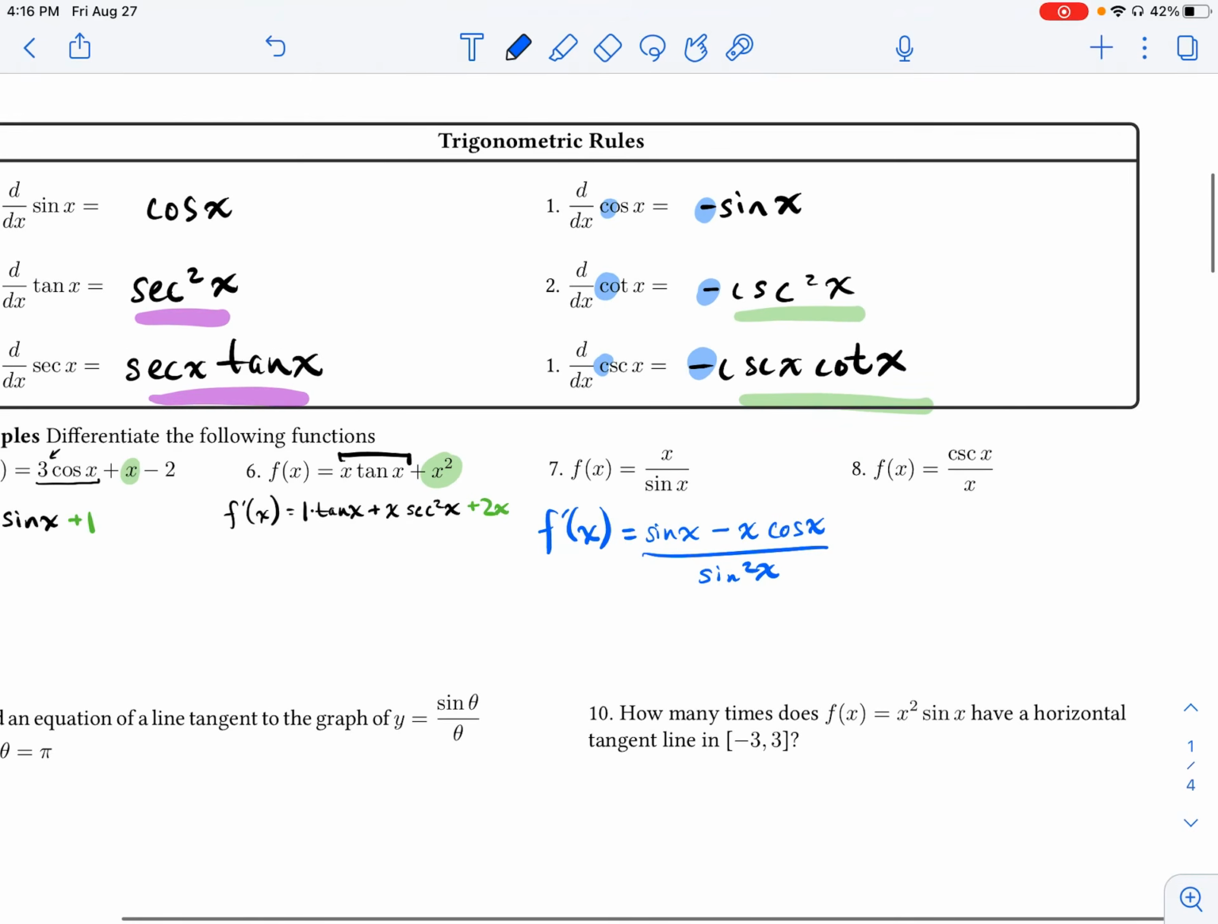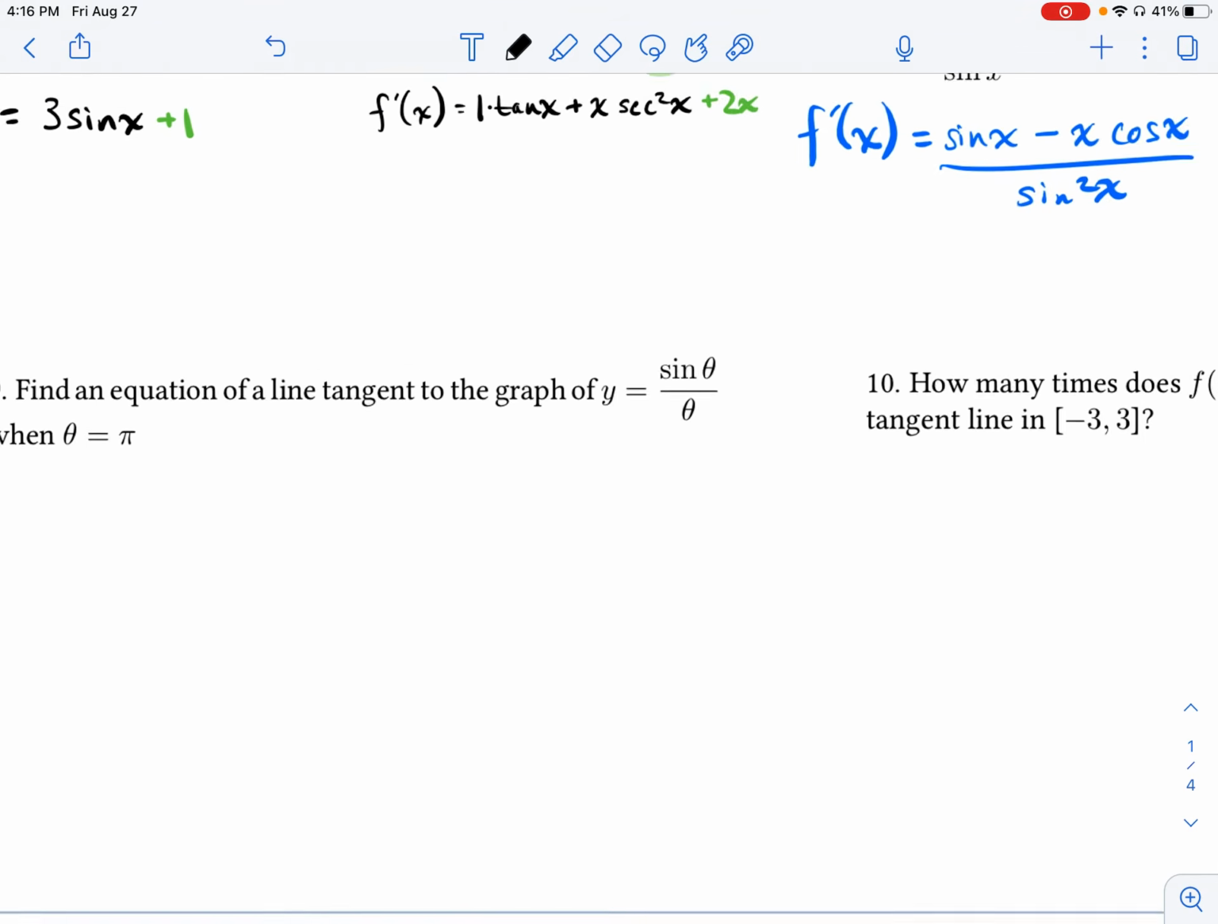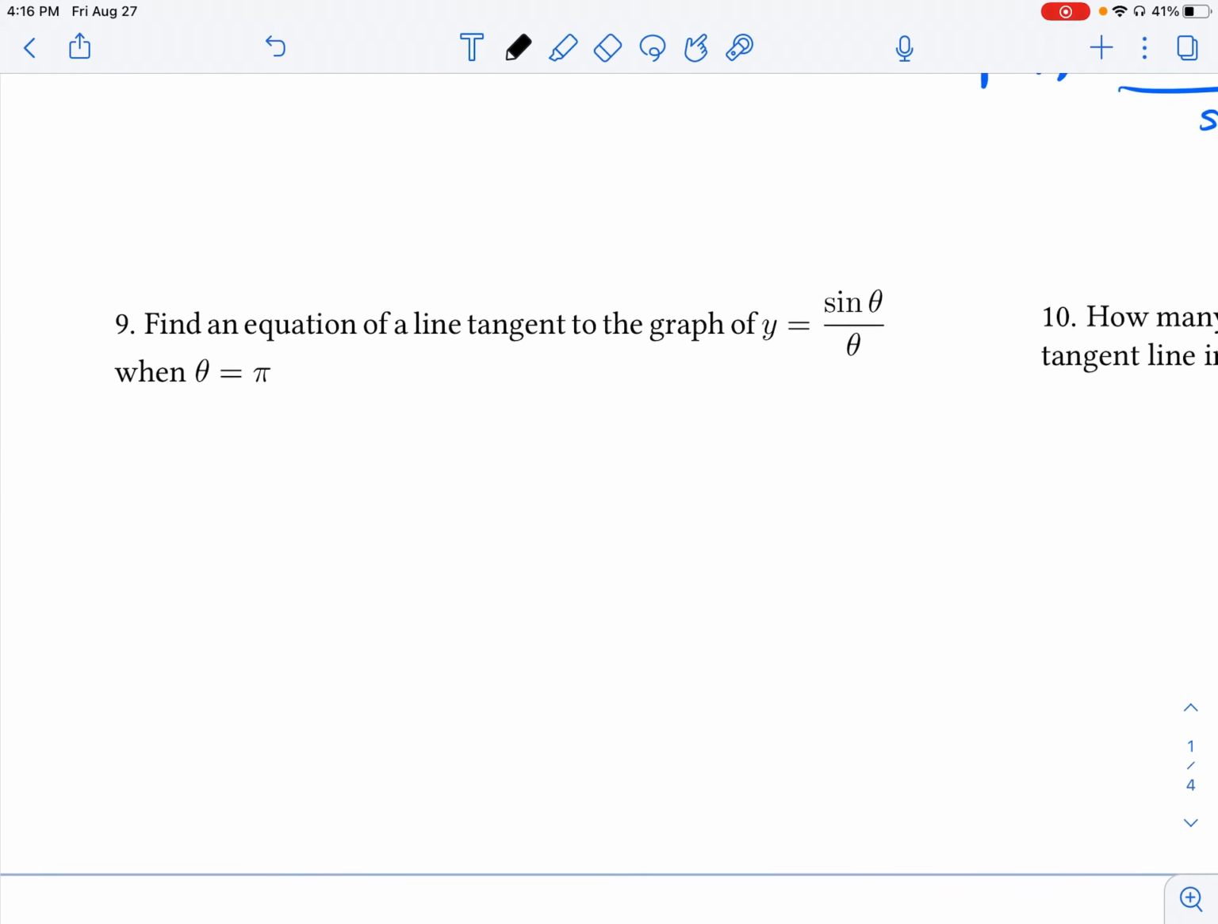So I'm going to allow you to try some of these other practice problems on your own, but one problem that I do want to jump to is number 9. Let me do that problem before I finish up the video lesson. So number 9 here, we're going to find the equation of a tangent line to the graph given this function here. And we're told that we want to find the equation of the tangent line when theta is equal to pi. So first things first, we know by now when we're finding the equation of a tangent line, we need to first find the derivative.